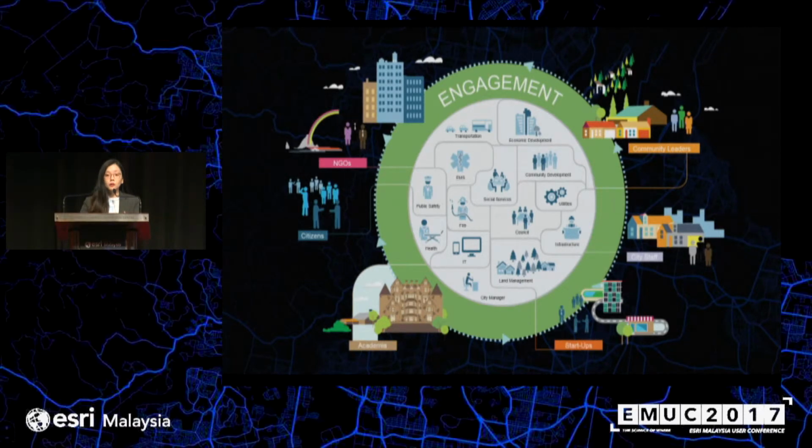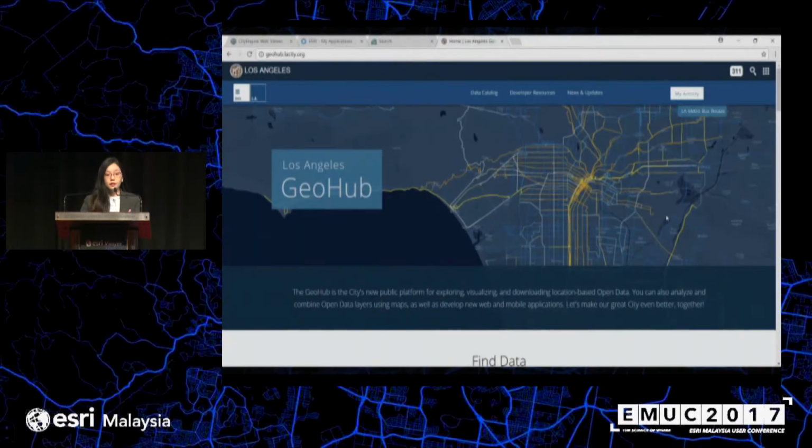A GIS Hub is an engagement platform where your government staff, as well as academics, NGOs, citizens, and city staff could share data freely. An international example that I would like to introduce to you is the city of Los Angeles. The city of Los Angeles has enabled an engagement platform using a GIS Hub. They first started by collaborating all the information together, and the GIS Hub for the city of Los Angeles is called the Los Angeles GeoHub.